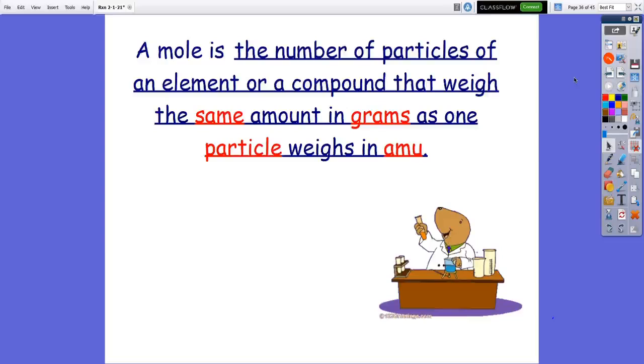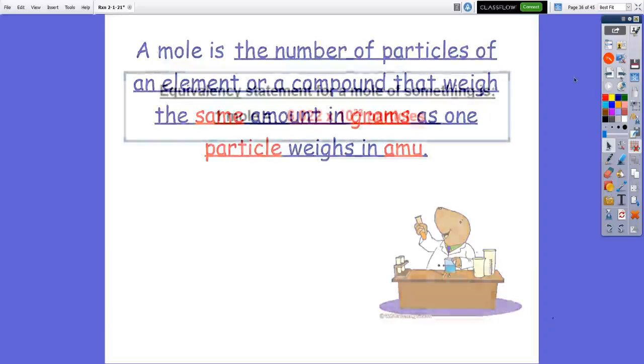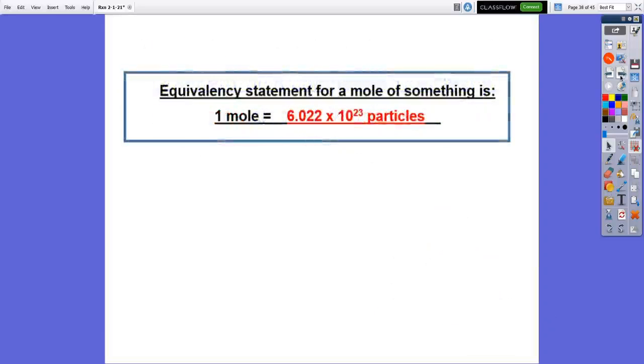And particle is just our science way of saying things. It's how many of that type of thing that I have. So here, I was dealing with carbon atoms. A carbon atom was my particle. So 1 mole of carbon particles is 12.01 grams. So for that last fill in the blank on your slide, 1 mole is equal to 6.022 times 10 to the 23rd.